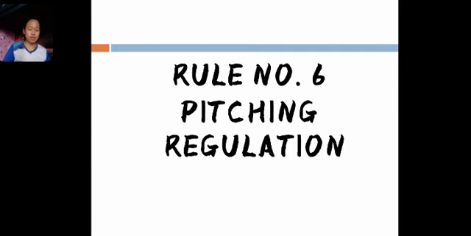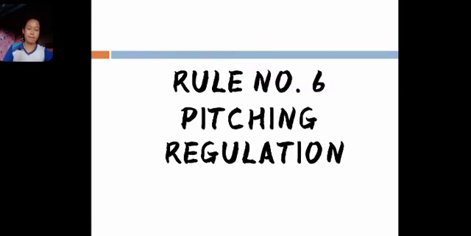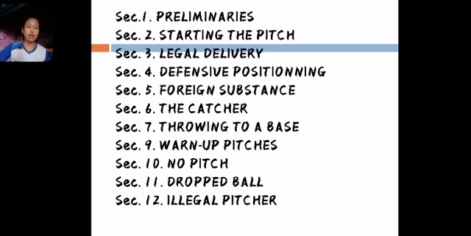Rule number 6. Pitching regulations, fast pitch only. Section number 1, preliminaries. Before commencing the delivery pitch, the pitcher may not take the pitching position on or near the pitcher's plate without having the ball in his possession. The pitcher shall not be considered in possession unless the catcher is in position to receive the pitch, with both feet on the ground within 61 centimeters of the pitcher's plate.